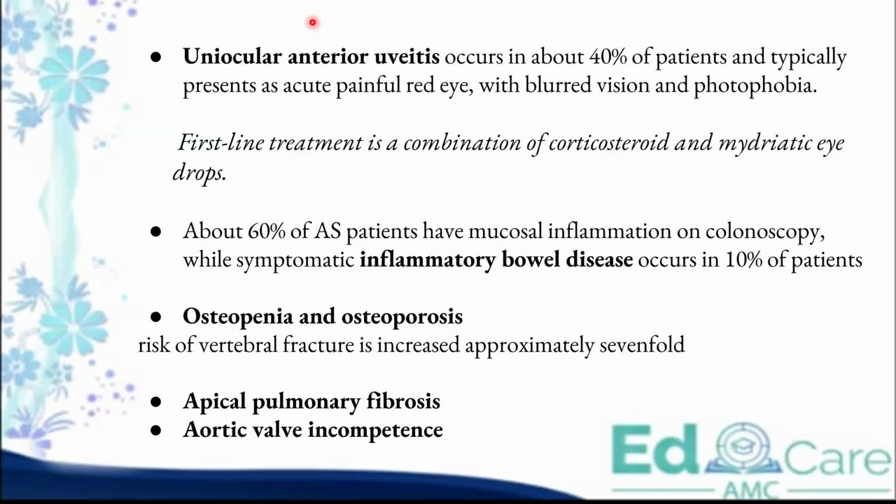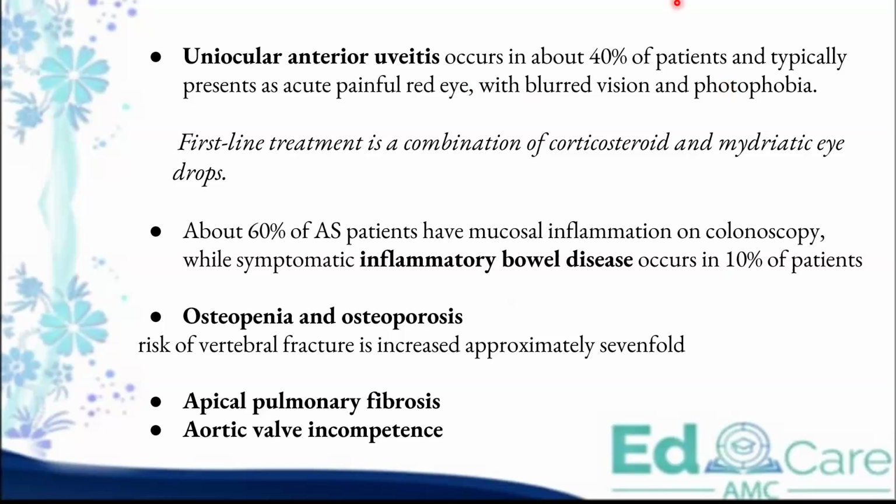Other extra-axial features: uveitis, right? Which is mostly unilateral, so you see uveitis on one side. And it's pretty common. It occurs in 40% of the patients, with acute painful red eye, blurred vision, photophobia. We will be doing that in more depth when we are doing ophthalmology, where they will give you a patient who comes with a painful red eye. What are your differentials? What are the other features that you look for? How do you come to a diagnosis, right?